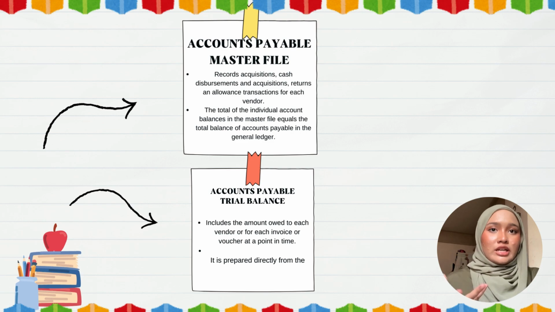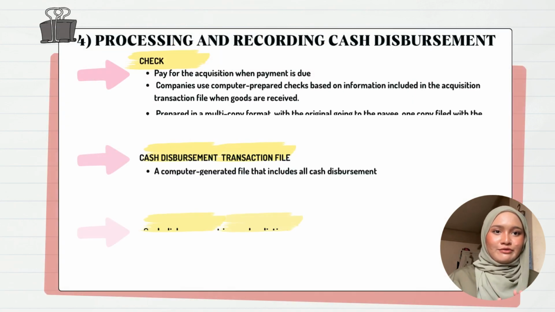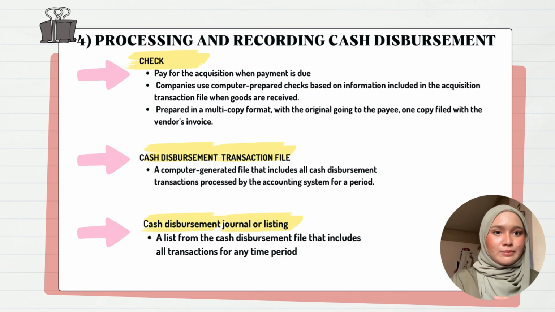Account payable trial balance includes the amount owed to each vendor or for each invoice or voucher at a point in time. It is prepared directly from the account payable master file. Last but not least, for the fourth, we have processing and recording cash disbursement.